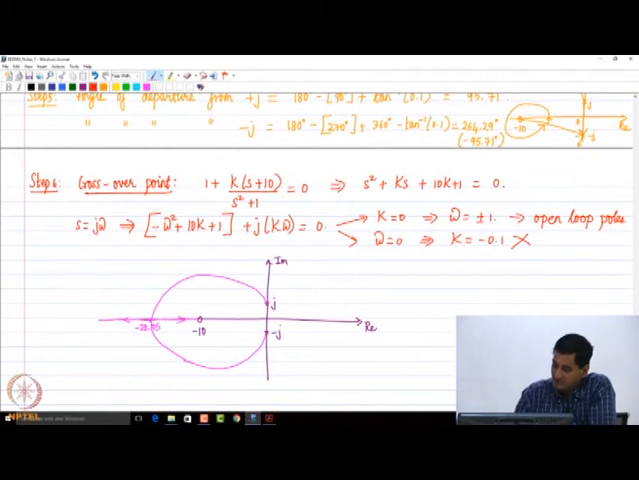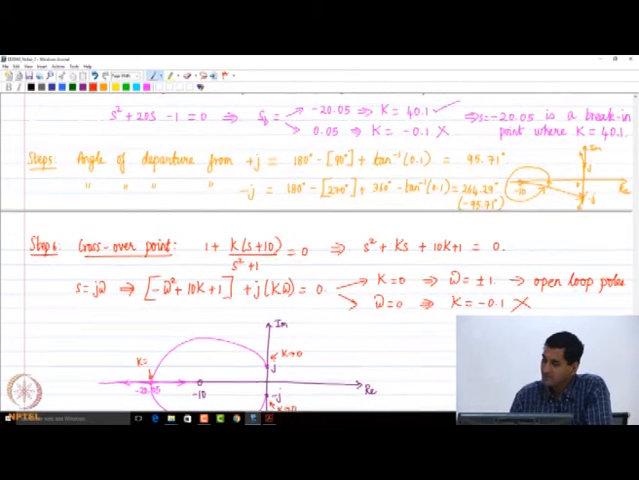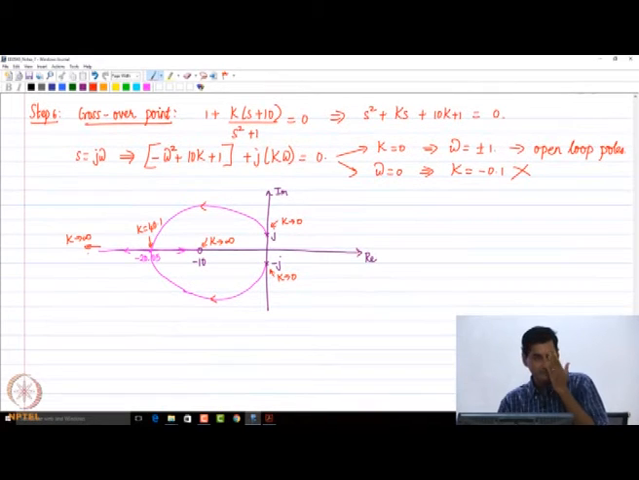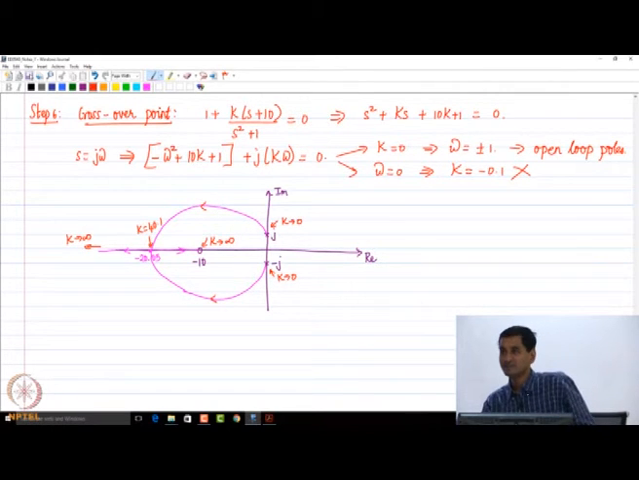Here, k tends to 0 at the two open loop poles. The value of k at the break-in point was 40.1. So the direction is like this here, and it comes to an open loop 0 as k tends to infinity in both cases. So this is the root locus. Why should it take this shape? As I told you, with experience you will get it.